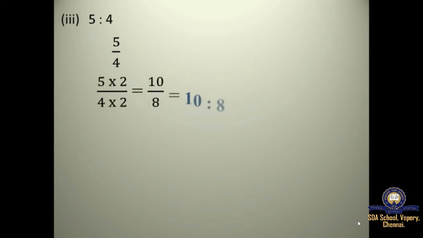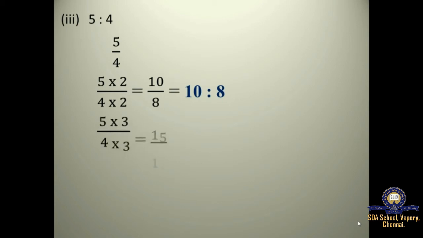Okay. Now I'll move to the third subdivision, that is 5:4. Okay, so what is the first step? Yes, you'll be representing it in fraction form, that is 5/4. And the second step is you'll be multiplying both the numerator and denominator with 2. Okay, so when you multiply 5 with 2, you'll be getting 10, and when you multiply 4 with 2, you'll be getting 8. Okay, so 10/8 is the fraction form, and when you convert it into ratio form, you'll be getting 10:8. And the third step is you'll be multiplying it with 3.